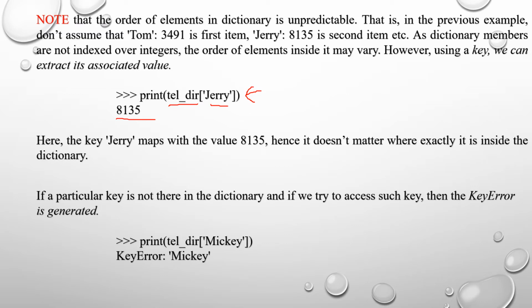If a particular key is not there in the dictionary, and we try to access such a key, then a key error is generated. For example, print tel_dir, where the key is Mickey. The Python interpreter will give the key error Mickey, because Mickey is not part of my dictionary keys. That's why the Python interpreter generates the key error.